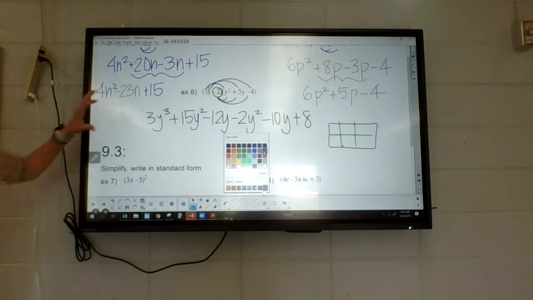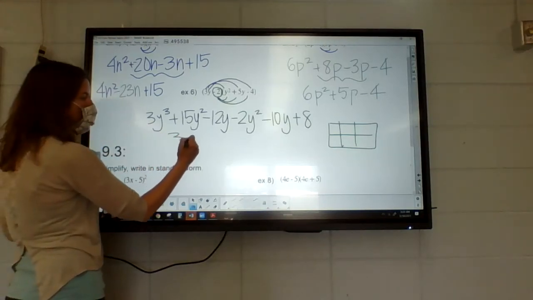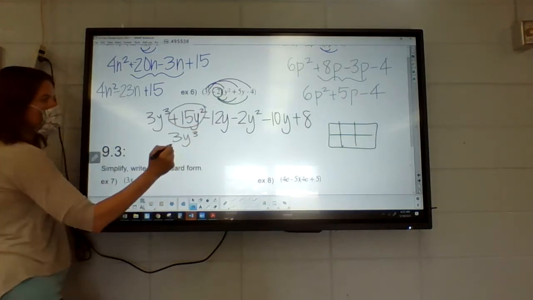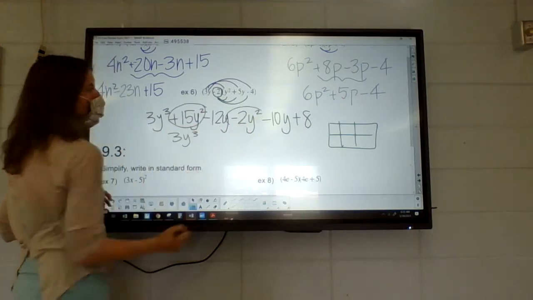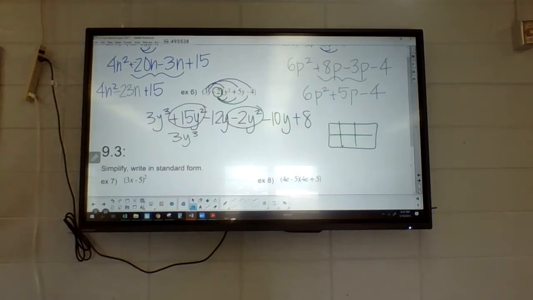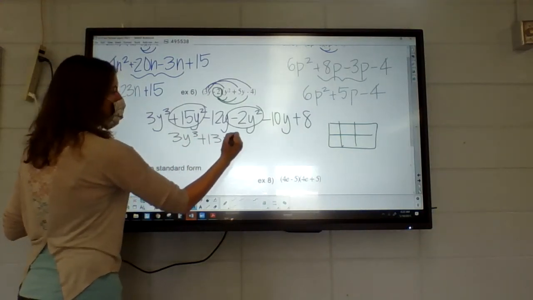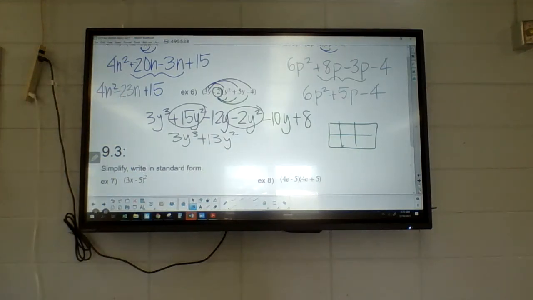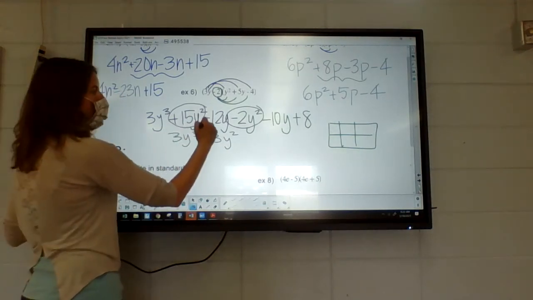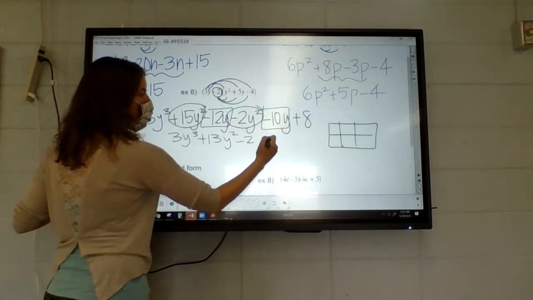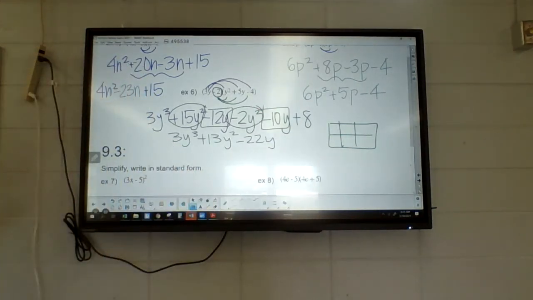So the 3y to the third doesn't have anyone to go with here. 5y, or 15y squared minus 2y is going to be 13y squared. Negative 12, negative 10 is a negative 22y, and then just plus 8.